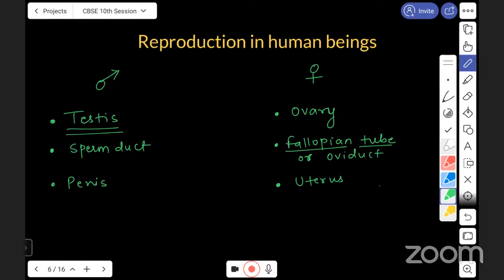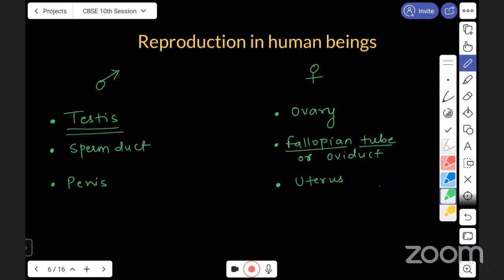Out of all these methods, there is one method which can prevent pregnancy as well as sexually transmitted diseases. That will be the mechanical barrier, that is the use of condoms and diaphragms. This will also prevent the spread of sexually transmitted diseases. Other methods cannot prevent it. Other methods will prevent pregnancy, but not STDs.